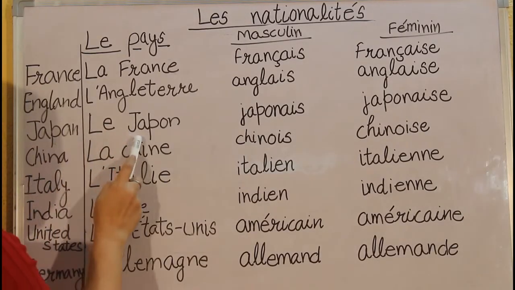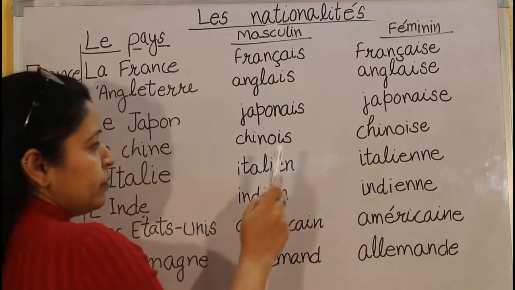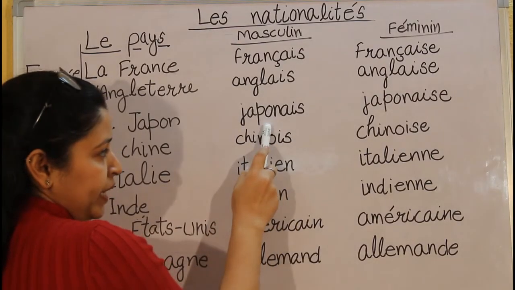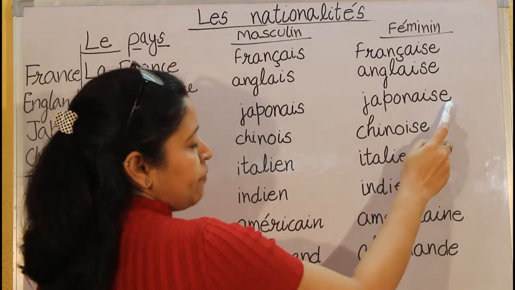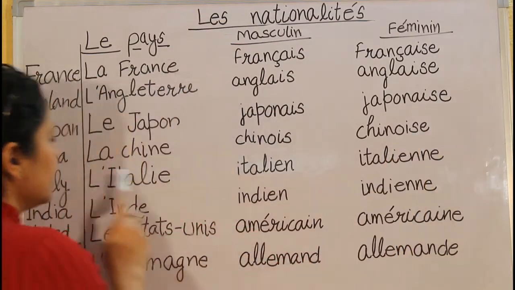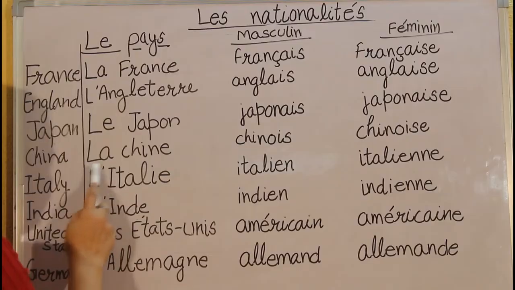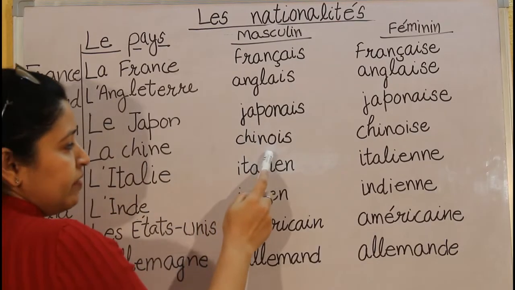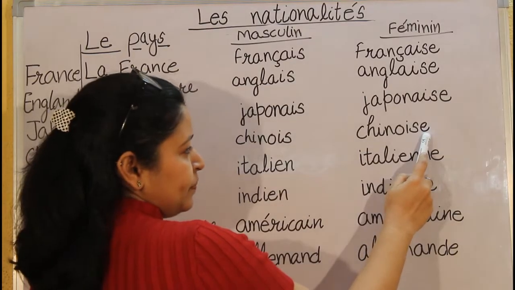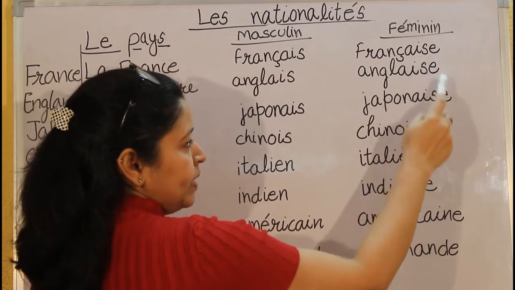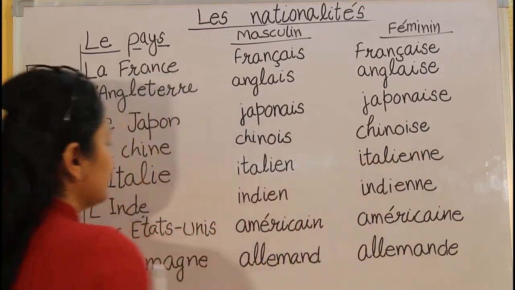For Japan, the country name is Le Japon, a masculine country. The man who is living there is japonais, and the woman is japonaise. Again we have added E here. China now, La Chine, the man who is living there is chinois, the girl, chinoise. Again, the same rule is applicable, we have added E here.